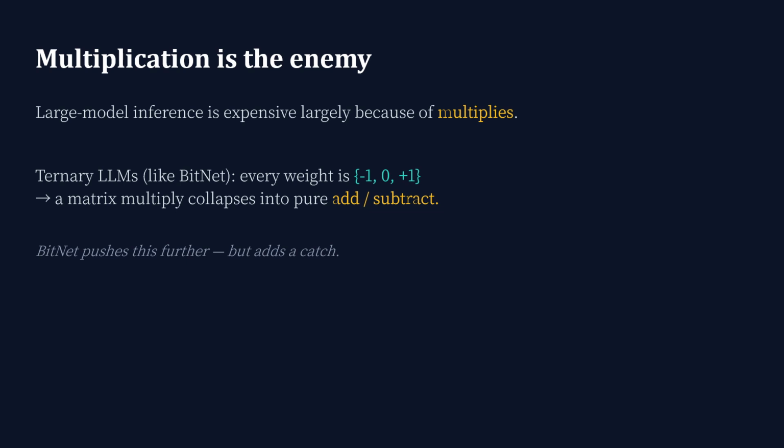Large model inference is dominated by multiplication and matmul. Ternary LLMs like BitNet fix this at the root: when every weight is -1, 0, or +1, a matrix multiply collapses into pure add and subtract. BitNet version 2 pushed this further.